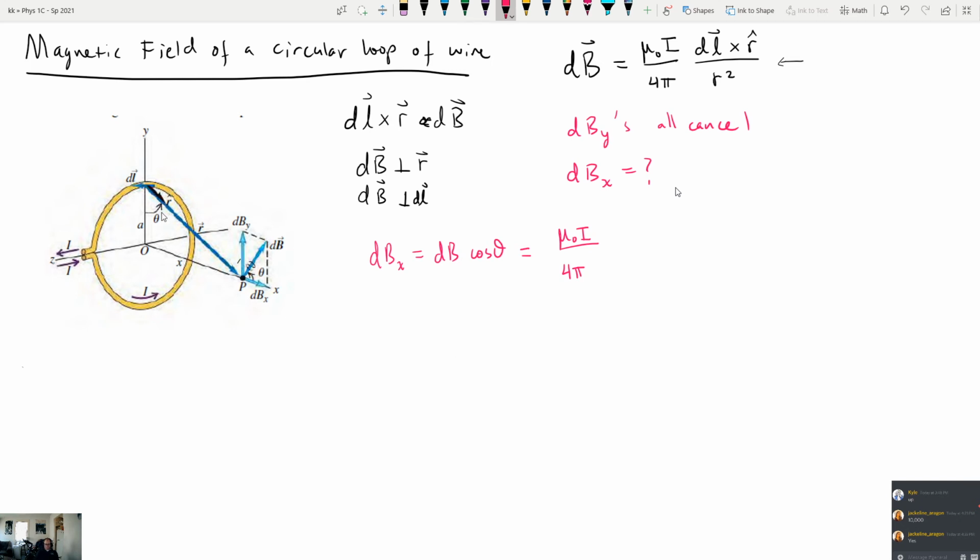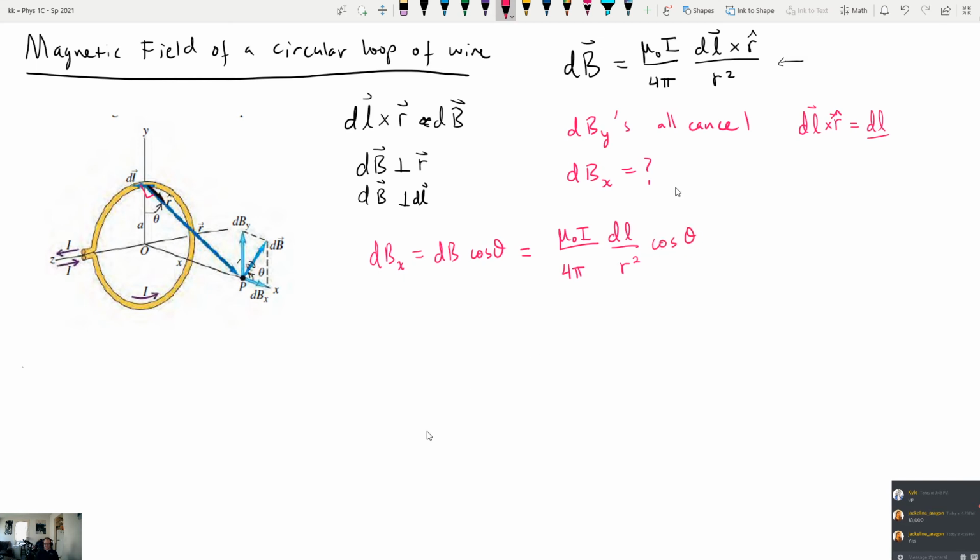Would you all agree that this has to be a right angle right here? Yeah. So I think in our problem that dl cross r hat is just going to end up being, well, the magnitude of dl is just dl. The magnitude of r hat is 1, and if they're at right angles to each other, it's just dl, basically, right? So we have dl divided by the radius squared and then multiplied by the cosine of the angle theta.